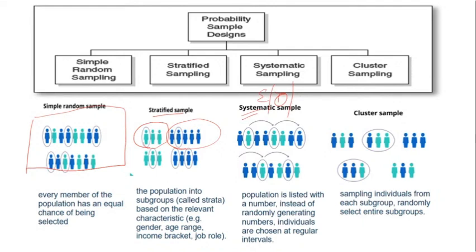Probability in simple random is 1. Yes, 1 in the sense of equal. Everyone has an equal chance of getting selected, Shelly. That is the probability.